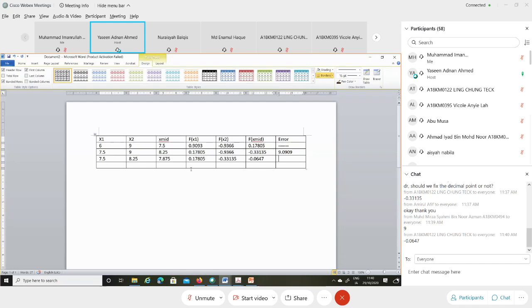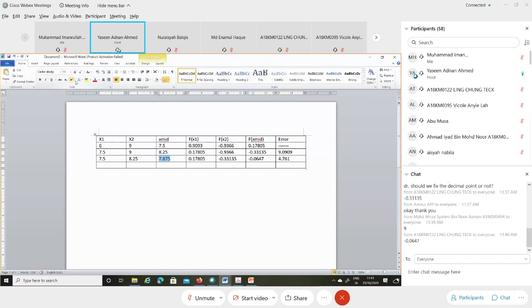It will be how much? 4.76, I think. 76. Don't put minus, okay? Because we are considering absolute value. 0.761. So it's already less than 5. It means you need to stop here, and your answer will be, well, this is the answer, okay? This is your answer. And your functional value is this one, okay?